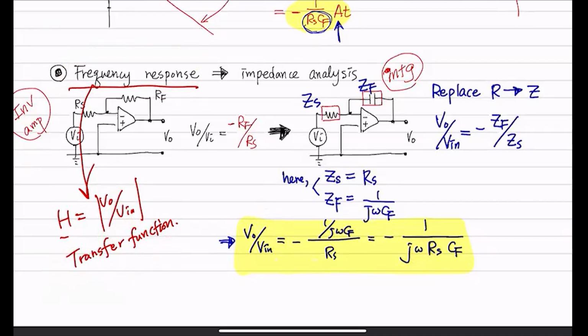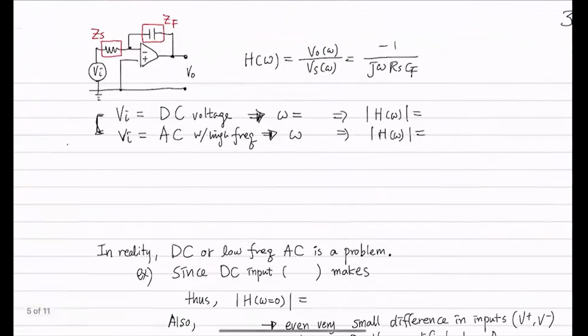Let me just write this down just in case. So omega is frequency in radians per second, right? And R_S is your resistance, C_F is your capacitance. On the next page, I just copied that here and wrote it down again. And how about we think about how this is going to behave? So your output and input ratio is negative 1 over j omega RC.